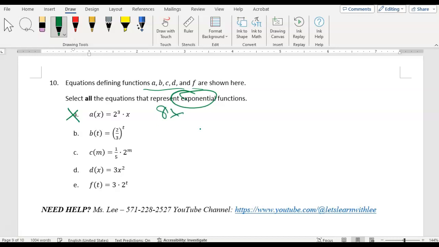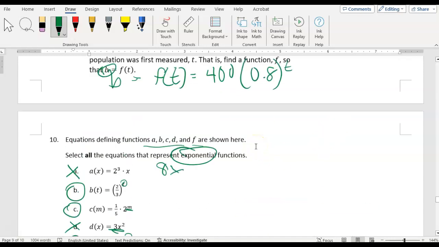This is actually linear. B has a variable in the exponent, so that is exponential. Same thing for C. We see that exponent is a variable. This one is actually quadratic because it has a squared term. And then here we also have an exponential function because, again, our exponent is the variable.